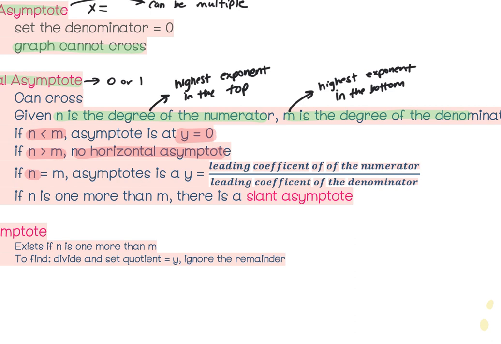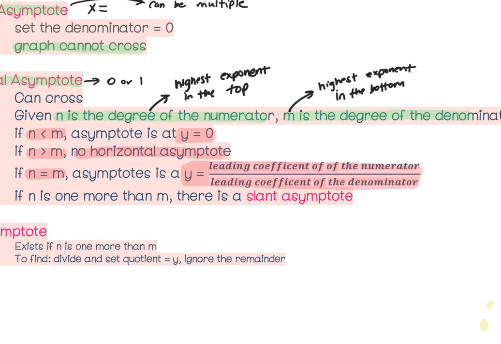And if they are equal, if the highest exponent in the top is the same as the highest exponent in the bottom, then the asymptote is at y equals the leading coefficient of the numerator over the leading coefficient of the denominator. So leading coefficient meaning the number on the front of the x that has the highest exponent.